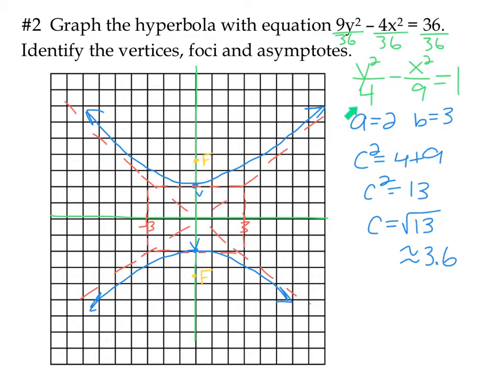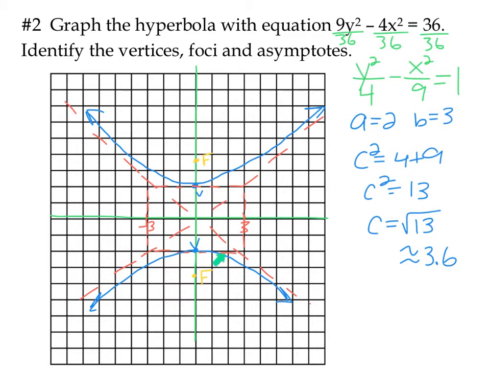Right? So again, remember, A value, B value. This is the direction we move either left or right or up or down. Since it's under y squared, it's moving up or down. Up 2, down 2. The B value then is going, in this case, left and right to give us this box. We go out 3 on each side, and we make a box here that goes out 3 and down 2. Out 3, up 2. Again, it's 3 in the x direction, 2 in the y direction. Draw your asymptote through the corners of those two boxes.